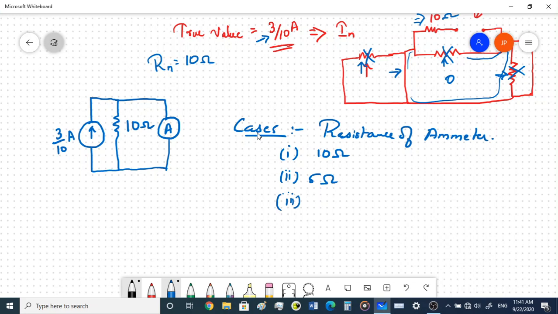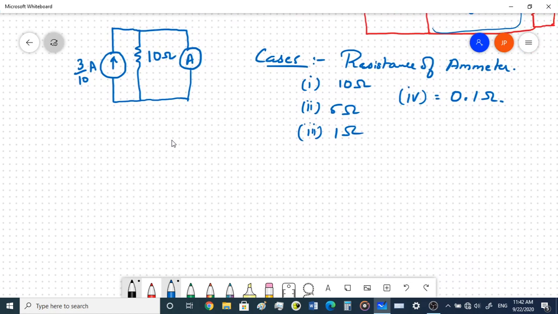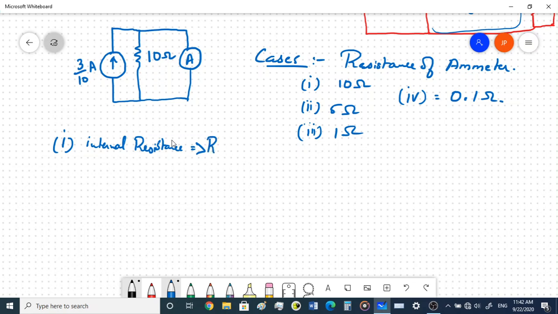Let's take 4 cases, 1 ohm, and one more case, which is 4, that is 0.1 ohm, right? And we'll see what is the error in all these 4 cases, right? Now if this is case 1, in case 1 the internal resistance, we are taking it as RA of the ammeter as 10 ohms.